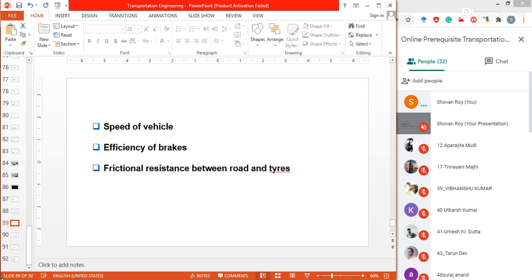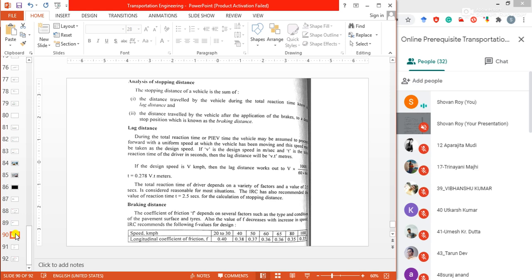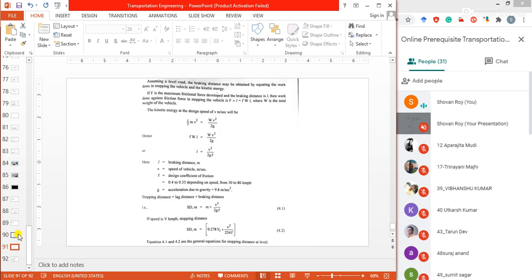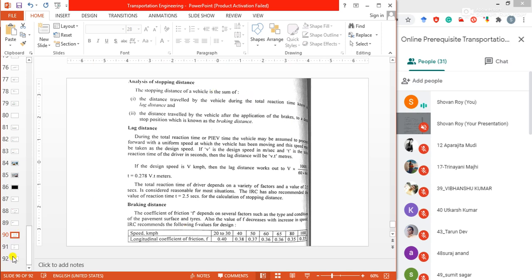Next is the analysis of stopping sight distance. I think I should proceed with this in the next class. In this analysis there are some numericals, some logic behind the numericals, and some understanding required. So today I will stop here.